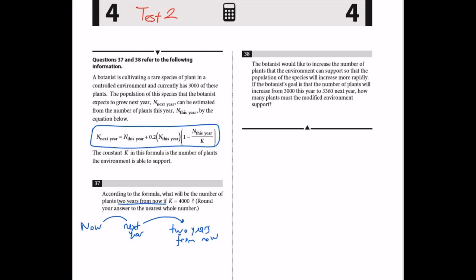Okay, and next year, let's call it N next. And this year, we were given that we have 3,000 plants plus 0.2 times this year, again 3,000 plants, times 1 minus this year, which is 3,000, and the K constant is given as 4,000 in the question. Now all we have to do is punch the calculator and get the number for N next year, and we're going to apply this formula again for the 2 years from now. Let's find this number first.